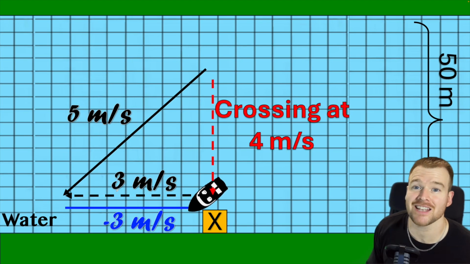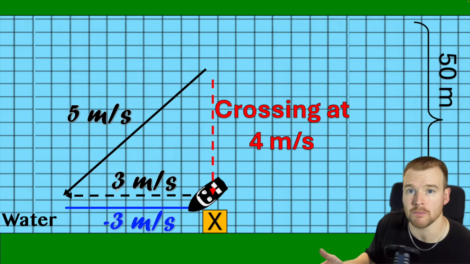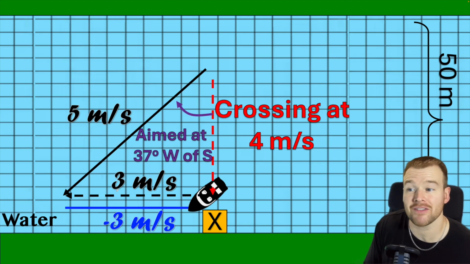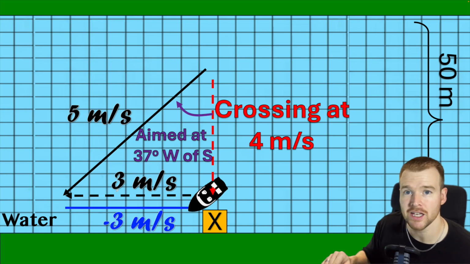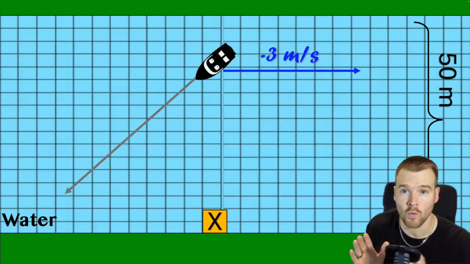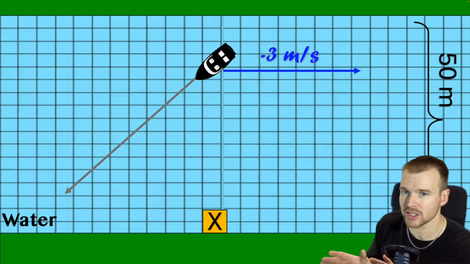The other question they could ask is, what angle did you have to turn your boat at? Where should I point? And we'd have to point 37 degrees west of south. And we get that number from using inverse sine of 3 over 5.